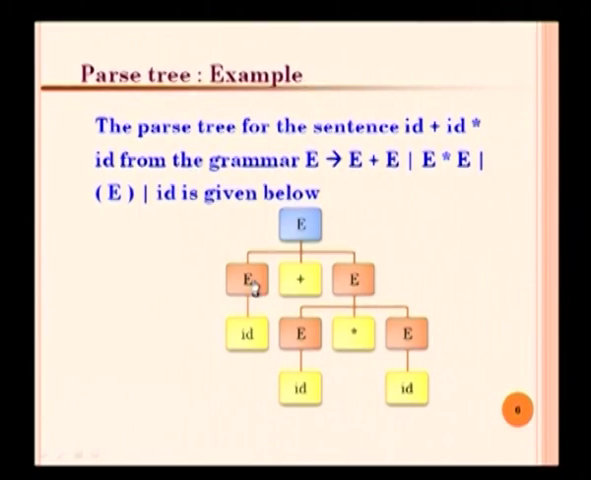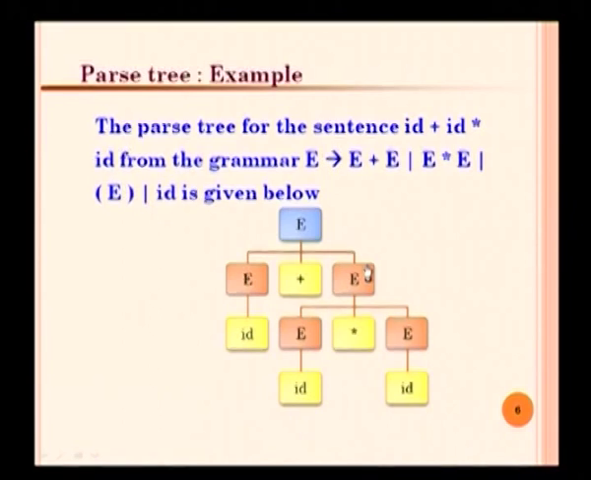Now, the first E, when you consider it, could be expanded using ID, because on the left of plus we want to have only an ID, that is, an operand. So, E is expanded by ID. Then the next one to be expanded is the second E.